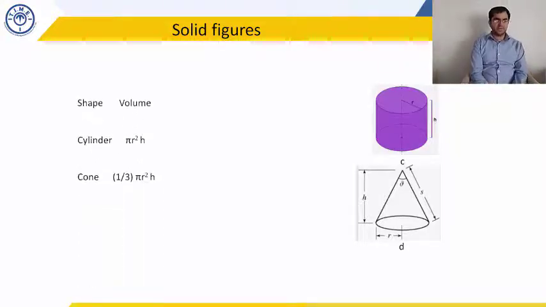And let's see what I'm trying to say. How will we calculate the volume of a cylinder? It will be area of base, pi r square, into height. Area of base into height. So you get pi r square h.